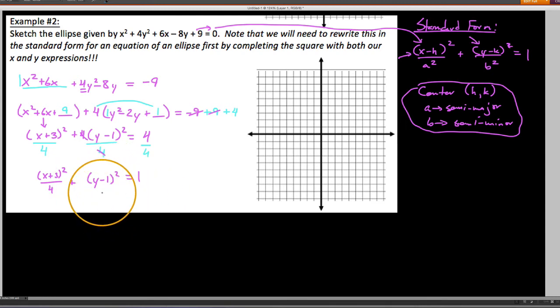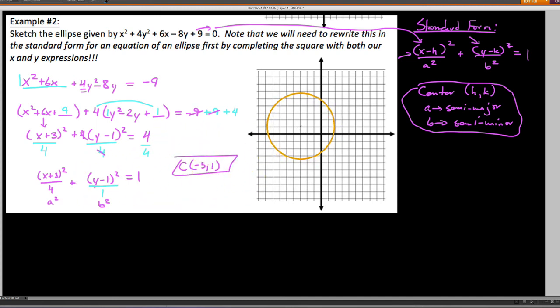You'll see it written this way sometimes, but I'm going to encourage everybody to put a 1 underneath. And we could say that this is the bigger of the two numbers, so that must be our a squared, and this is our b squared. Keep in mind, the things we needed were the center. The center of this ellipse is at h and k, so our h value is negative 3, and our k value is 1.